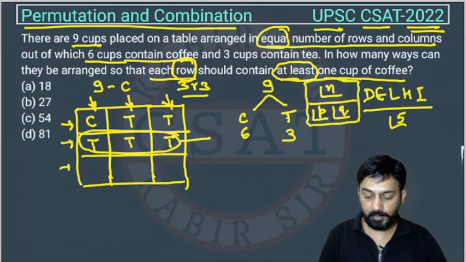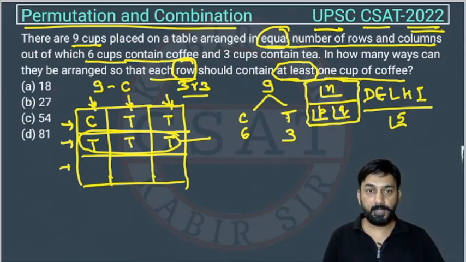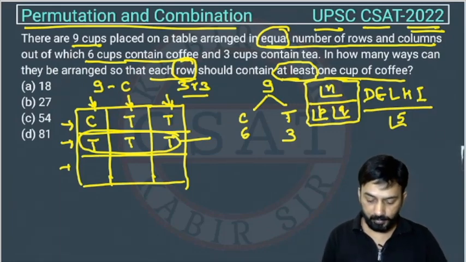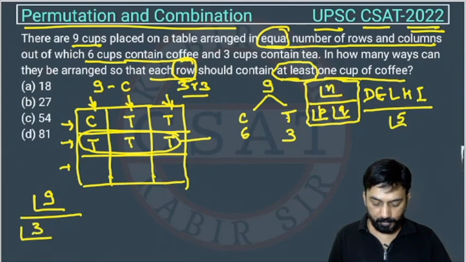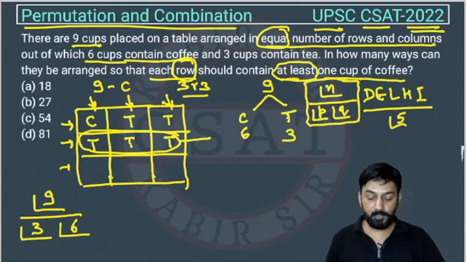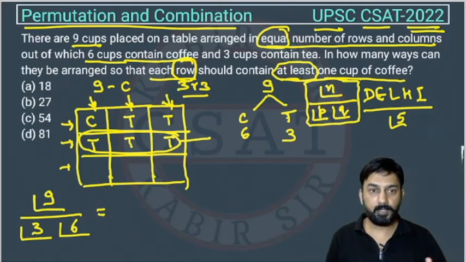So here I am using that formula only, right? Because out of 9 cups, 3 are of one type, tea cups, and 6 are coffee, right? So we can arrange them in how many ways? We can arrange them in 9 factorial upon, because 3 are of the same type, tea, and the other 6 are of the same type, those are coffee, right? So I am not looking at how they are being arranged. I'm just saying they are arranged. Somehow we will arrange them. So all the possibilities I am considering here.